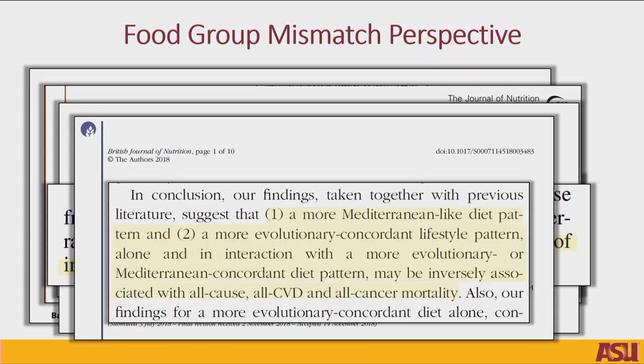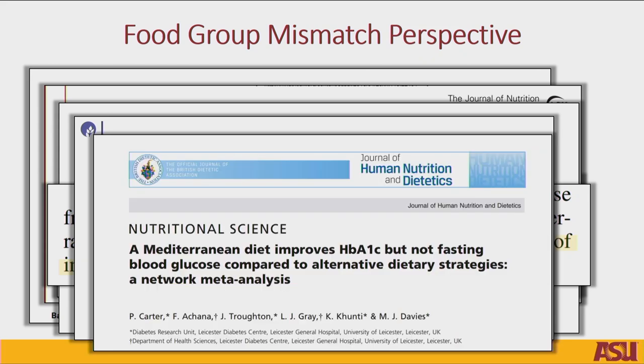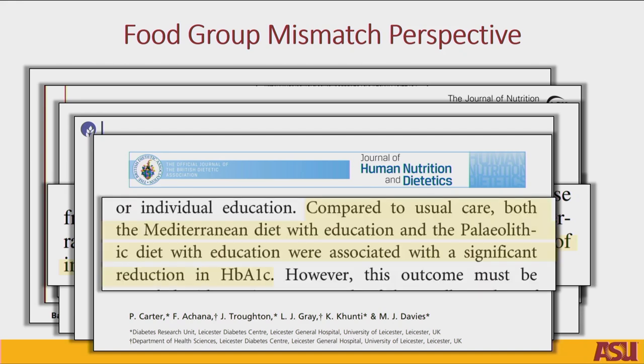Both were inversely associated with all-cause, cardiovascular, and cancer mortality. Another study compared the Mediterranean diet to the paleo diet and their effects on lowering hemoglobin A1C, which is a long-term marker for blood glucose concentration used to diagnose diabetes. Based on the evidence, the Mediterranean diet and the Paleolithic diet were both associated with a significant reduction in hemoglobin A1C. No difference across the literature.